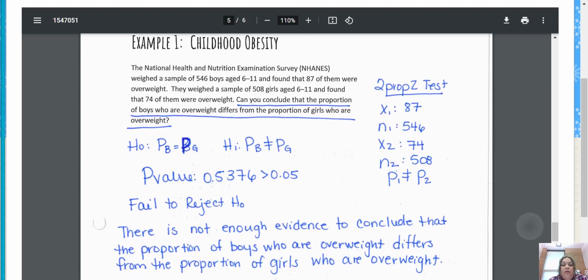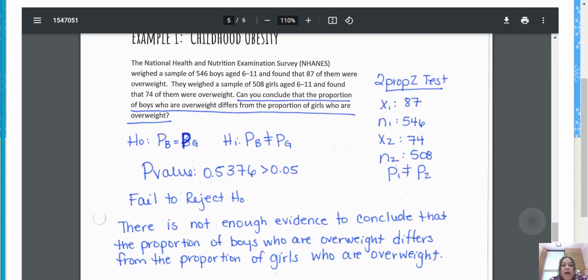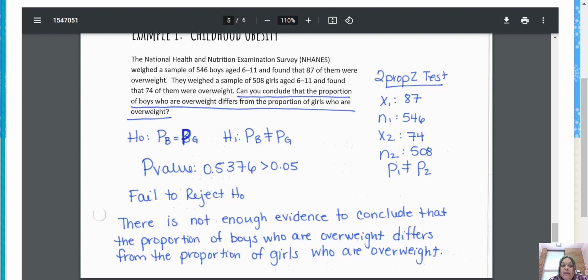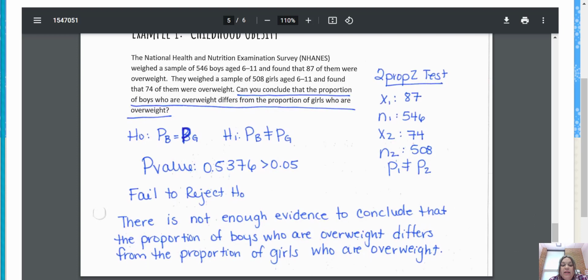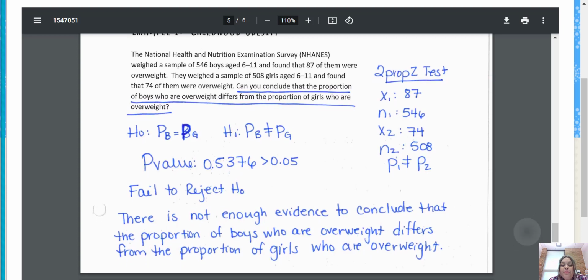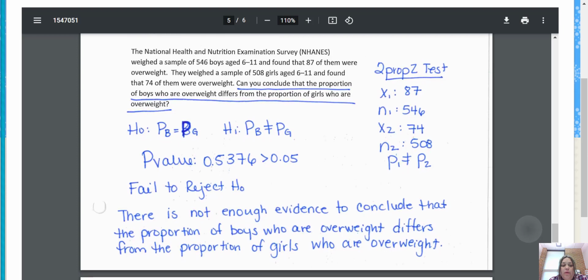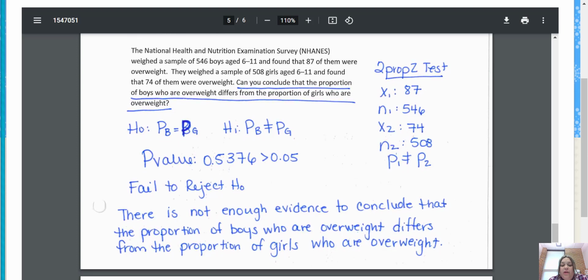The National Health and Nutrition Examination Survey, NHANES, weighed a sample of 546 boys aged 6 to 11 and found that 87 of them were overweight. They weighed a sample of 508 girls aged 6 to 11 and found that 74 of them were overweight. Can you conclude that the proportion of boys who are overweight differs from the proportion of girls who are overweight? And you can see where we have performed the test, we got a p-value of 0.5376.